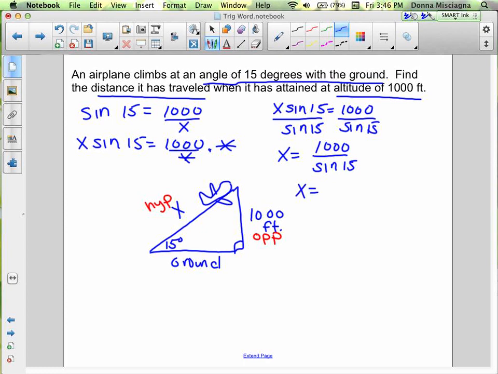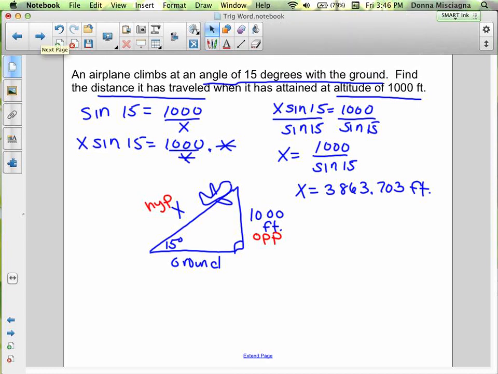If we plug that into the calculator, 1,000 divided by sine 15, we get 3,863.7, and the number after that is 0.3, so we can include that as well: 3,863.703, and this was in feet. So that's how far our plane has traveled. There we go. We have now solved all the problems in this lesson.